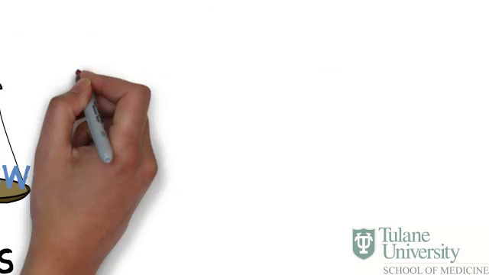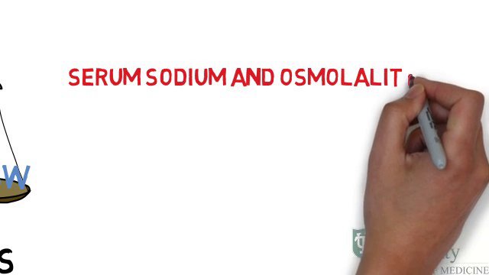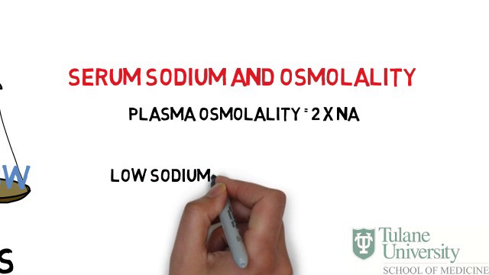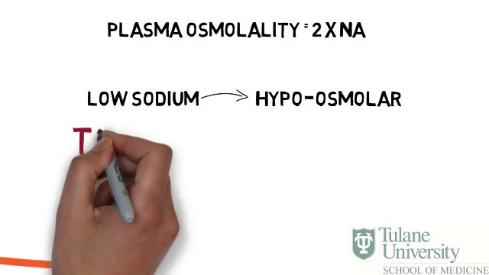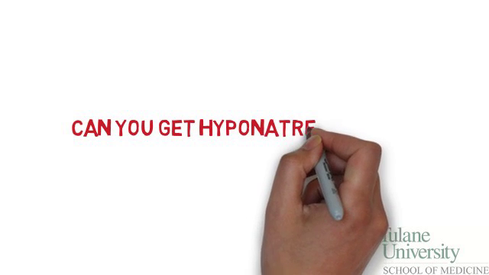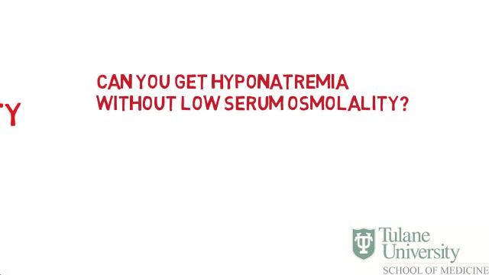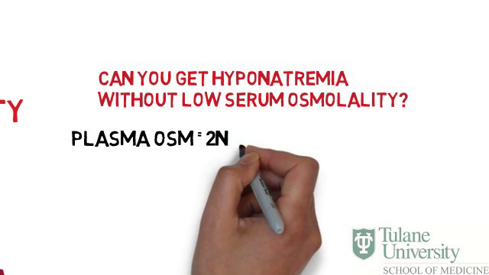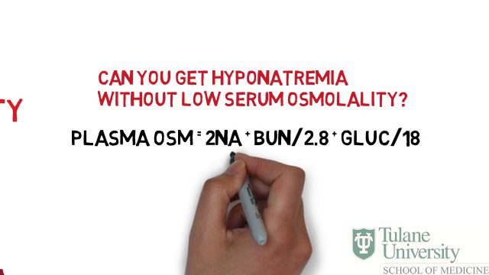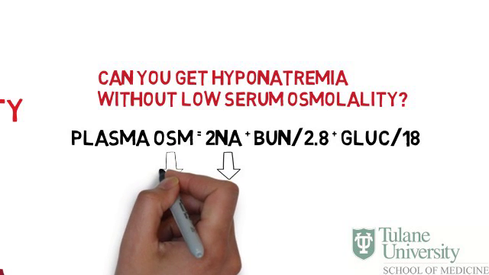Now moving on to serum sodium and osmolality. Osmolality is equal to 2 times sodium, roughly. So anytime you see low sodium, you should think there is a hypoosmolar state. That's what we call true hyponatremia. A question we commonly get from students is, can you get hyponatremia without low serum osmolality? Plasma osmolality is equal to 2 times sodium plus the BUN divided by 2.8 plus the glucose divided by 18. So normally when plasma osms go up, you expect that serum sodium should go up, as they're pretty much interchangeable.